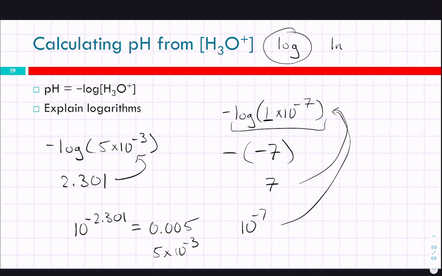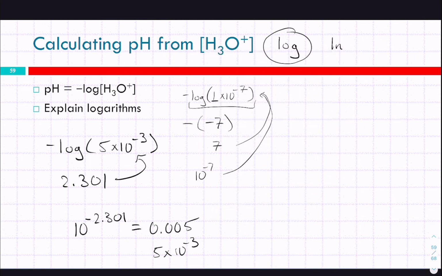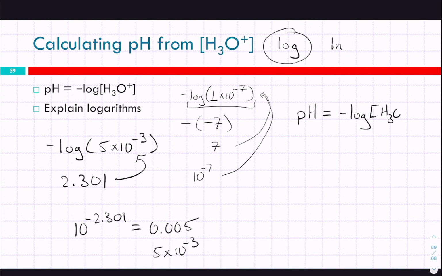I know logarithms are super confusing, but the actual implementation of them, I don't think is too difficult. If you remember just this, it's written on the top left there too: pH equals negative log of the concentration, and then 10 raised to the negative pH equals your original concentration.